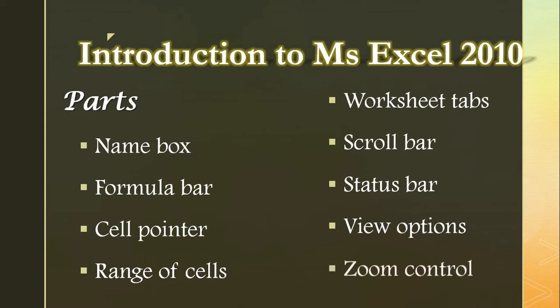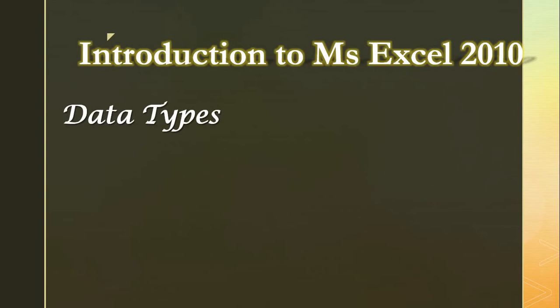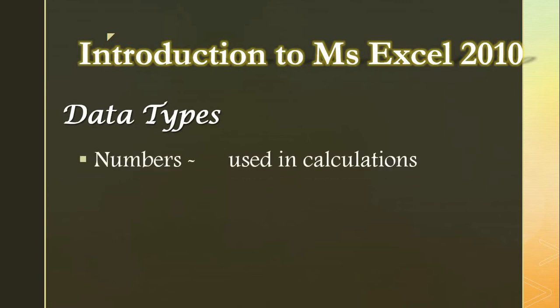Next, zoom control. You can zoom in and zoom out the worksheet by dragging the slider left or right. Next, we discussed data types. You can enter 3 types of data in an Excel worksheet. First one is numbers. It consists of numerals like 0 to 9 and characters like plus, minus, at, dollar and percentage, etc. It can be used in calculations. By default, the numbers are aligned right in a cell.